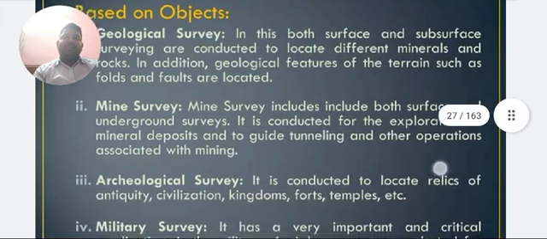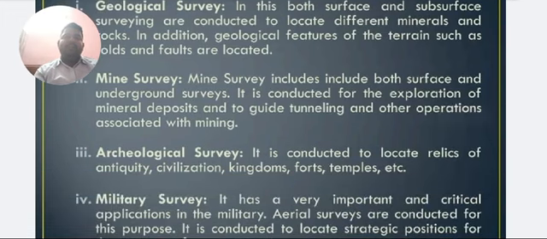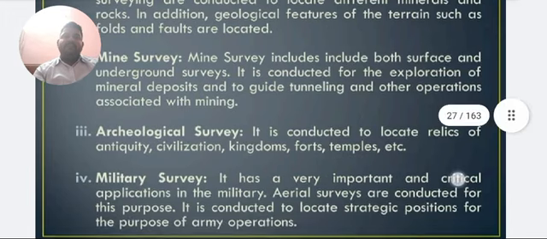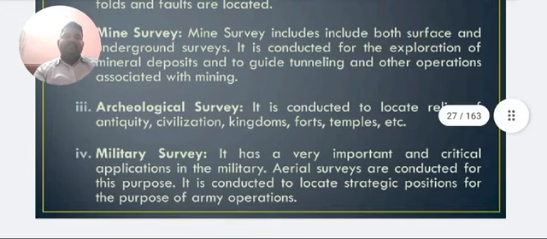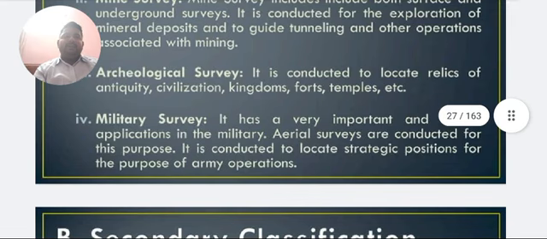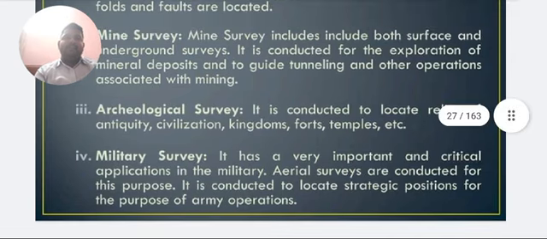Second one is mine surveying. Mine surveying includes both surface and underground surveys. It is conducted for exploration of mineral deposits and guiding the tunneling and other operations associated with mining. Archaeological survey is conducted to locate the relics of civilizations, kingdoms, forts and temples, etc.